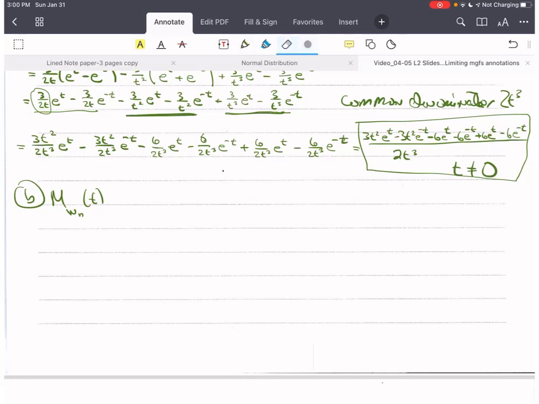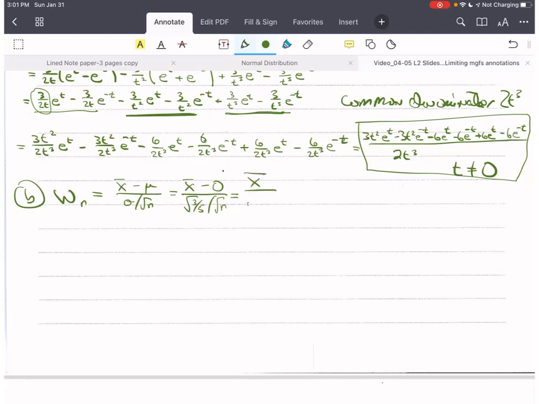So now I'm going to look at W. W of n is equal to x bar minus mu over sigma over the square root of n, so that's x bar minus 0 over the square root of 3/5 divided by the square root of n, which can be rewritten as x bar over the square root of 3 over 5n, or we can switch this up and write the square root of 5n times x bar over the square root of 3. Okay? Now, we can write this out as the square root of 5n over the square root of 3 times x1 plus ... plus xn over n. Okay? So this is W sub n.